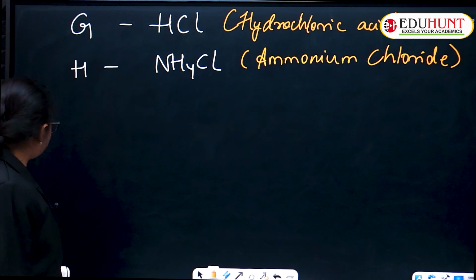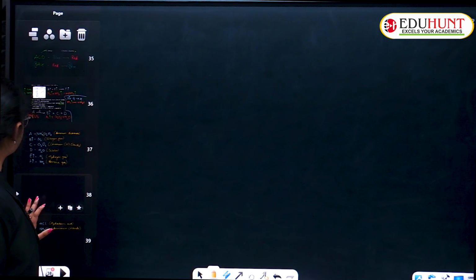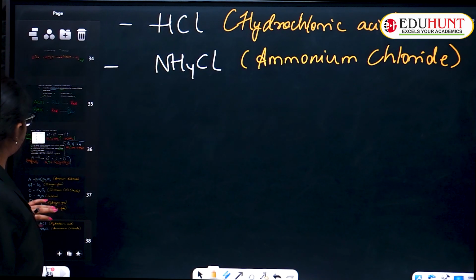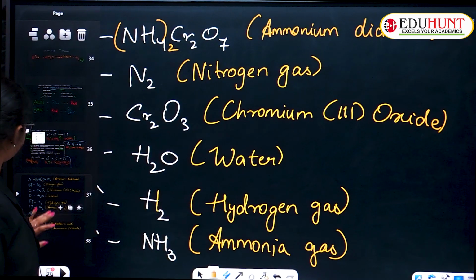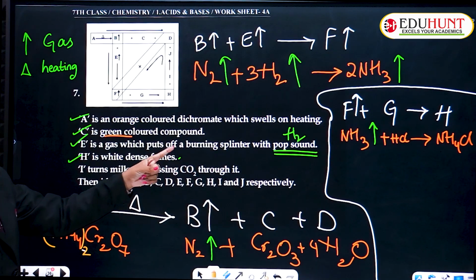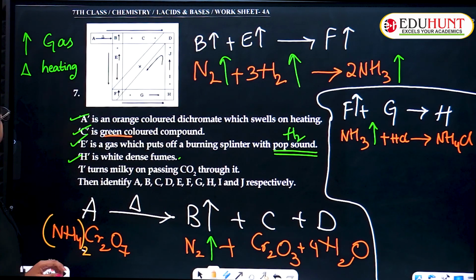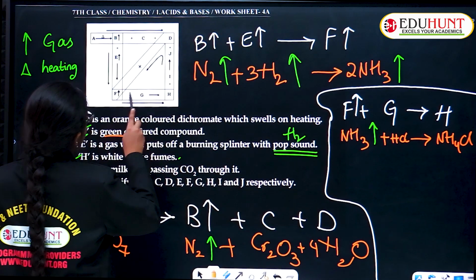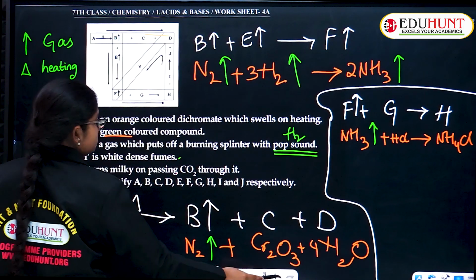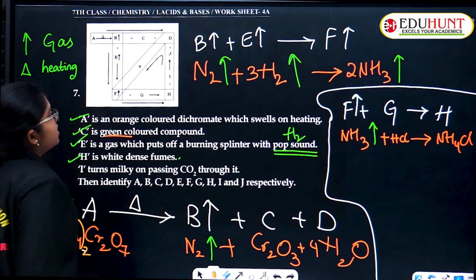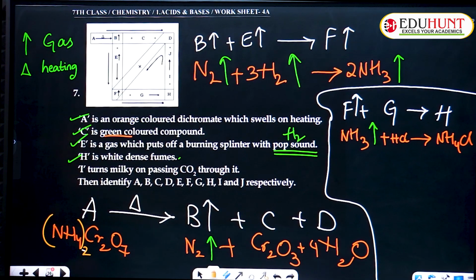We have here G and H. What is this extra one that came? Okay, I'll delete this. Wait. Okay, so we have here G and H, HCl and NH4Cl. Okay, so this side is also done. This is done. This is done. Now the last one: H plus I giving rise to J plus D.